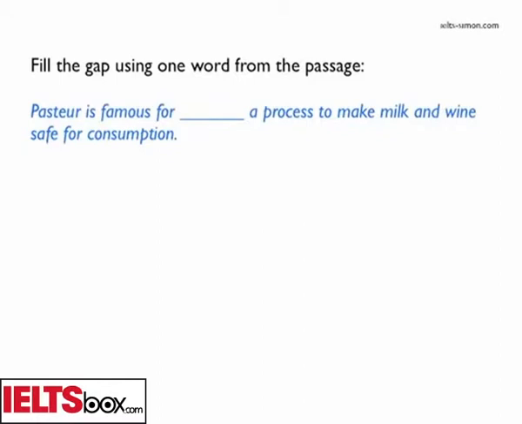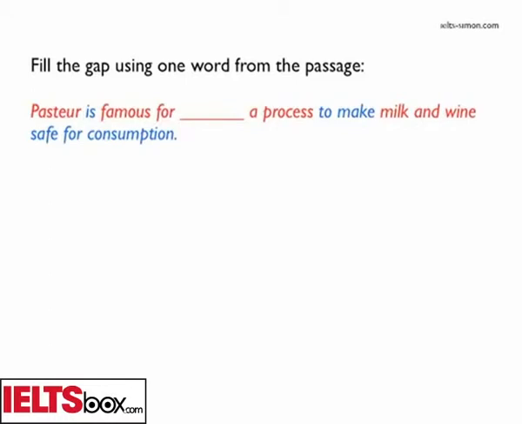In this question, I think we should look for the name Pasteur and the words milk and wine. Those would be the easiest to find. After finding those easy words, we will focus on the most important part of the question, famous for something, a process. Now we know what information we need to find, so the second step is to go to the passage.